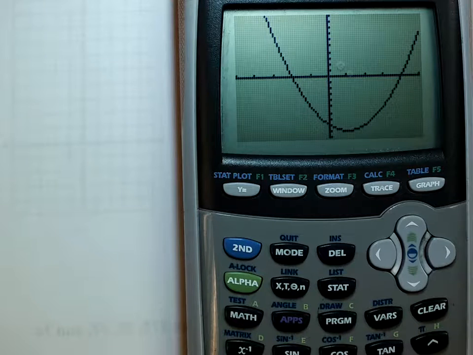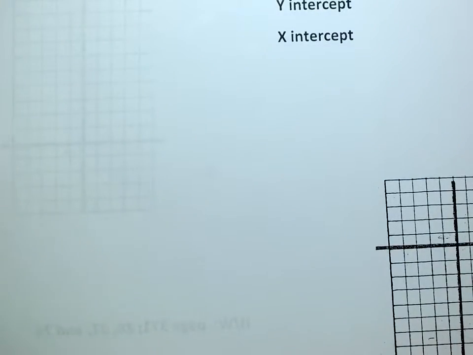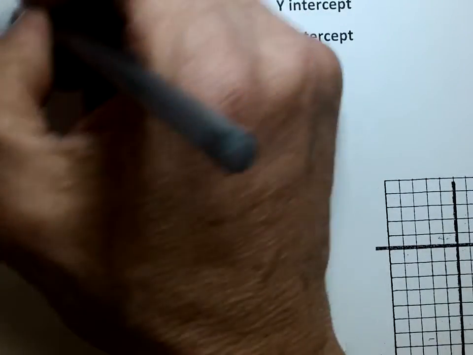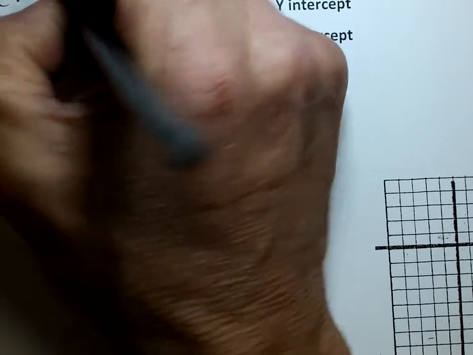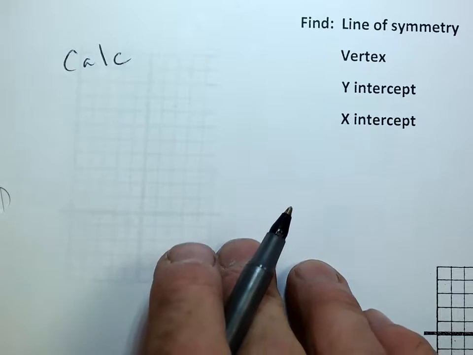So how can the calculator give us the vertex? It's easy. Let me ask you a super easy question. Is this a minimum or a maximum? Minimum. Great. So you're going to go to this button called Calc. It's in blue. Sorry, the calc is up by the trace.